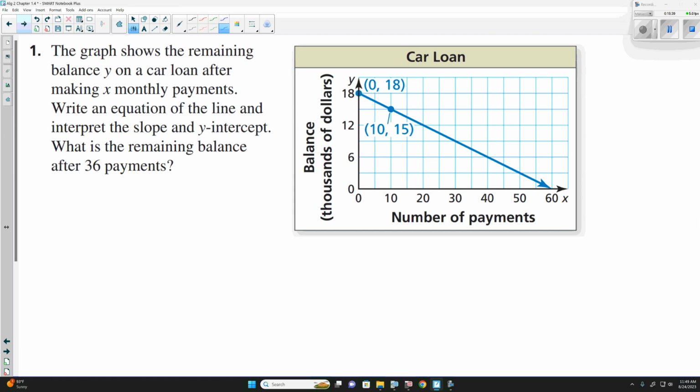Let's look at the next one. Oh, that's farther. The graph shows the remaining balance on Y on a car loan after making X monthly payments. We want to find the equation of the line and interpret the slope. This time Y-intercept also, so what is the statement, what is the remaining balance?